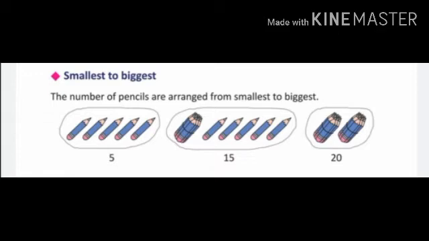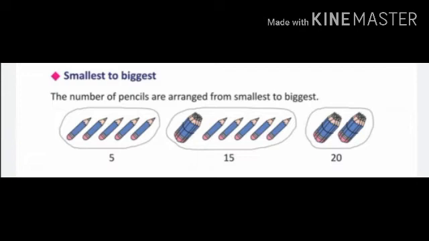In the next circle, how many pencils? There are 20 pencils. How many bundles of pencil sets are there? Yes, there are 2 pencil sets. Each bundle has 10. So we have to add 10 plus 10 more pencils. Let's add: 11, 12, 13, 14, 15, 16, 17, 18, 19 and 20.